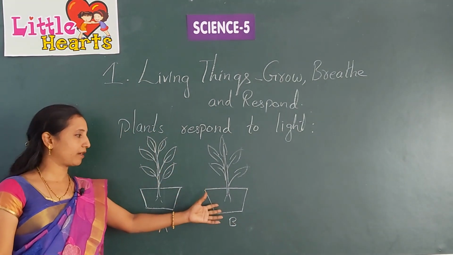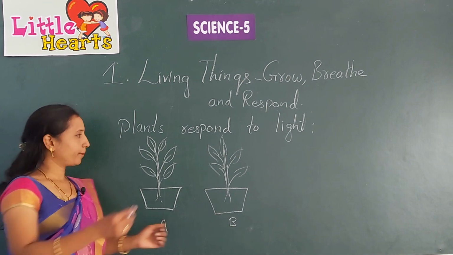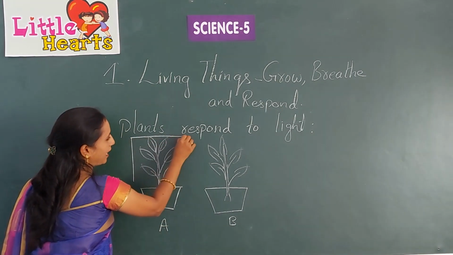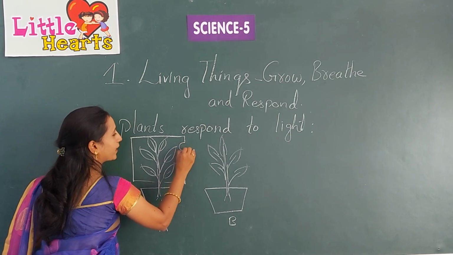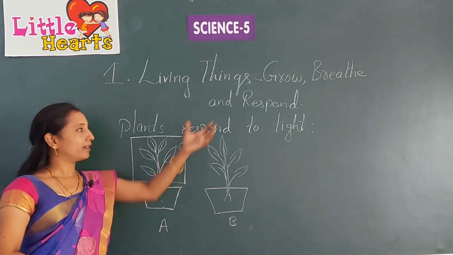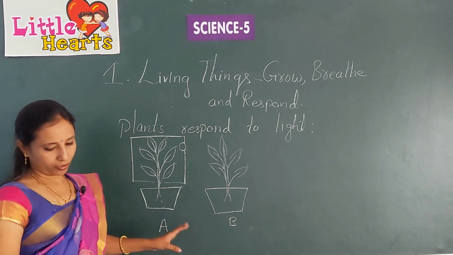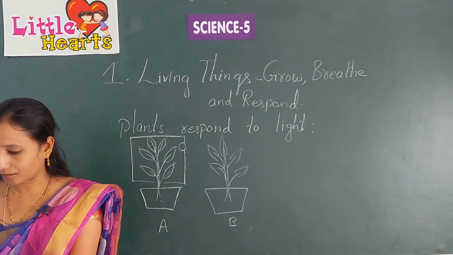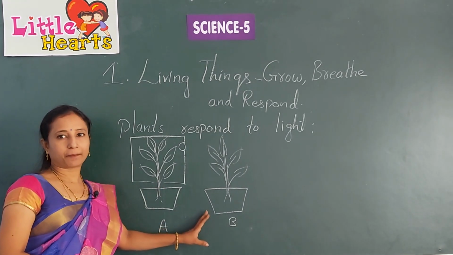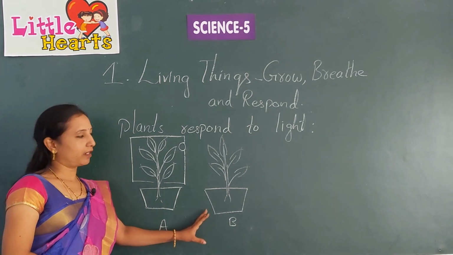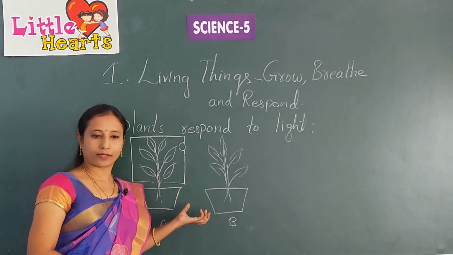These are the two plants which we have taken now, and what we are going to do is take a cardboard and cover one of the plants with the cardboard. This cardboard has some opening here so that the sunlight can pass through it. And this is an open plant which can receive the sunlight. We'll keep these plants for 1 week. After 1 week, we will observe the plants. What changes took place? We are going to see now.